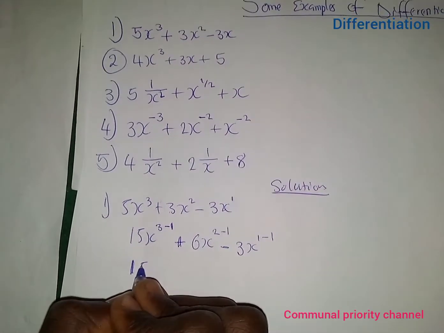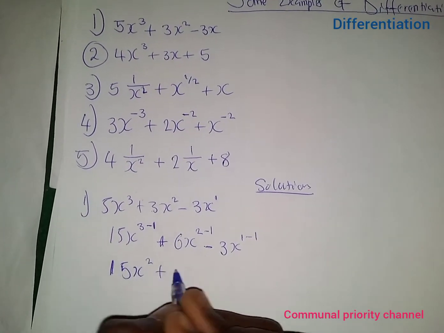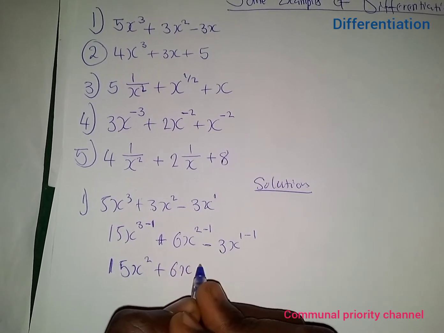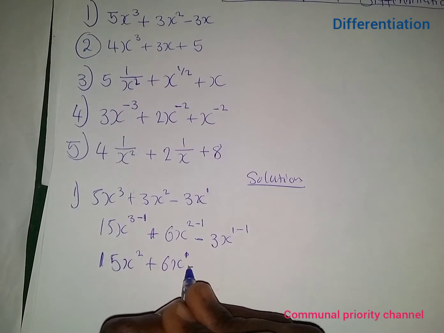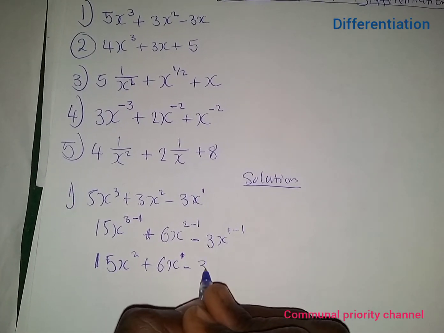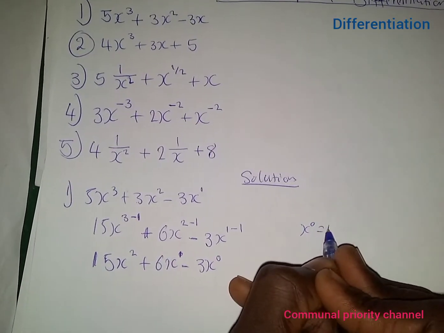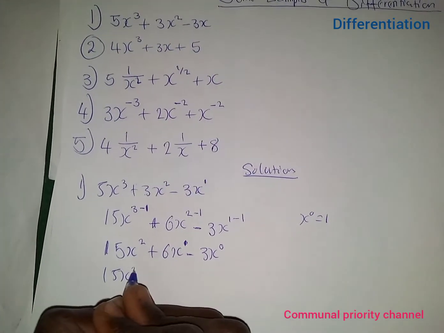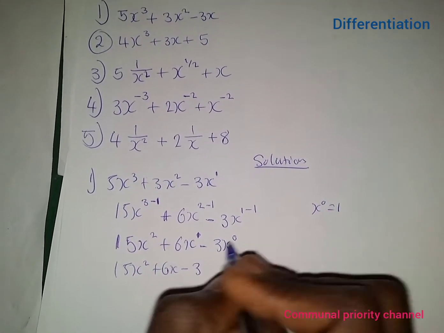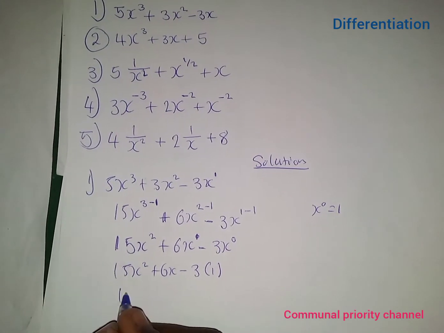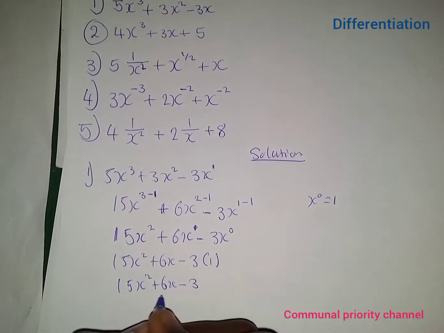So, this will be 15x to the power of 3 minus 1, which is 2, plus 6x to the power of 2 minus 1. 2 minus 1 is 1, which we will not write. Then minus 3x to the power of 1 minus 1 is 0, and anything to the power of 0, according to the laws of indices, is equal to 1. Therefore, this will be 15x squared plus 6x minus 3. Since x to the power of 0 is 1, this will be 3 multiplied by 1, so we have 15x squared plus 6x minus 3 as our final answer.